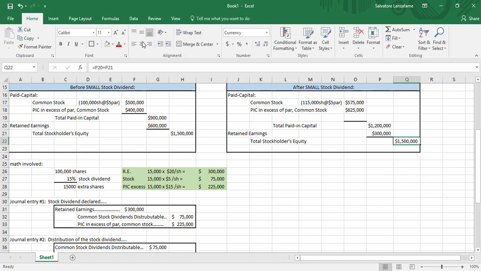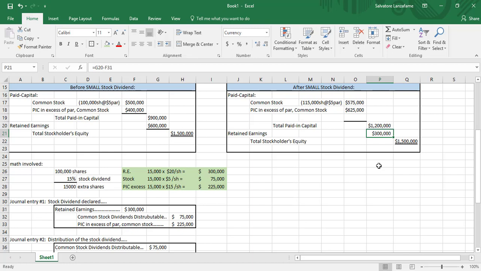Notice that the total stockholders' equity is the same. It's 1,000,005, just like it was before. So when you have a small stock dividend, there is no impact on the total stockholders' equity. But look what happened. Your stock went up from 900 up to 1,200. So your stock went up by 300,000 and your retained earnings went down by 300,000.